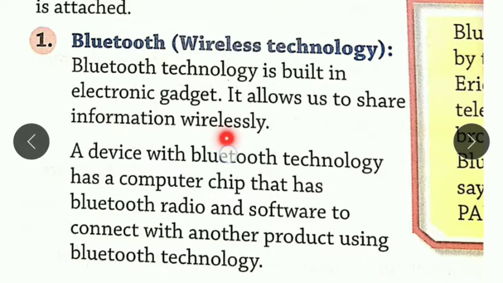Just now we have discussed one example, and we have seen how we share our song with our friend without making physical contact. Okay, a device with Bluetooth technology has a computer chip that has Bluetooth radio and software to connect with another product using the Bluetooth technology.